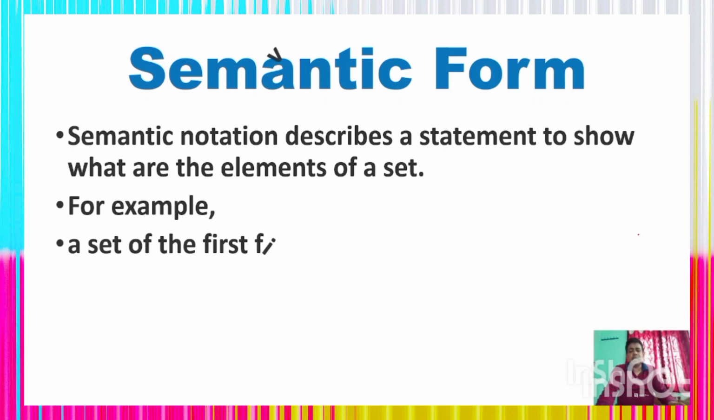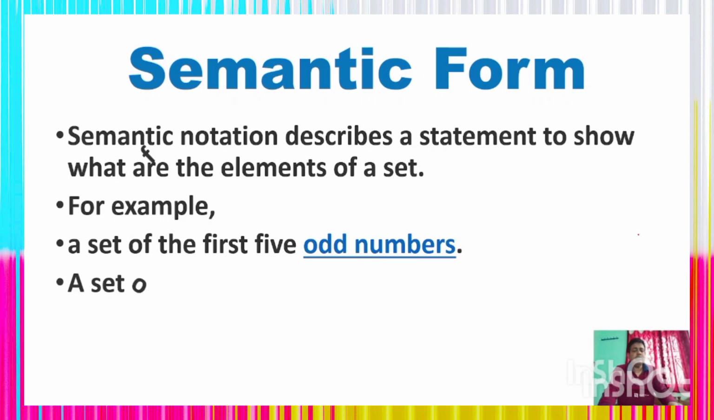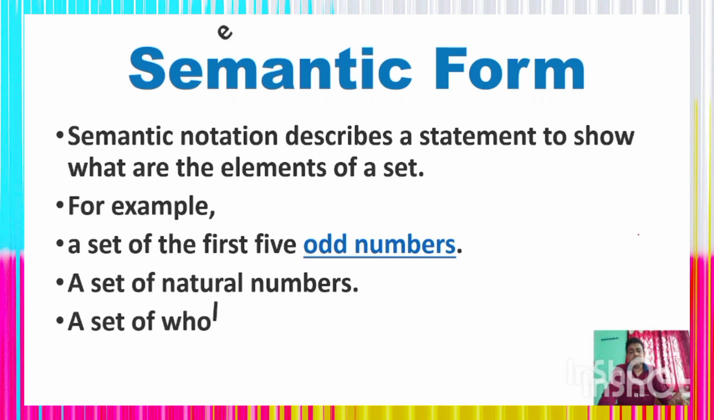For example, a set of first 5 odd natural numbers in the form of a statement is a semantic form. A set of natural numbers in the form of a statement is the semantic form of the set. And a set of whole numbers, the semantic form of the statement. So, a set can be described, written in the form of a statement, is called semantic form. Clear? This is one of the ways we can represent a set.